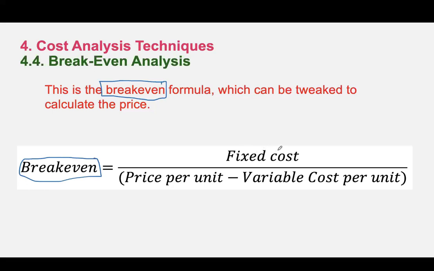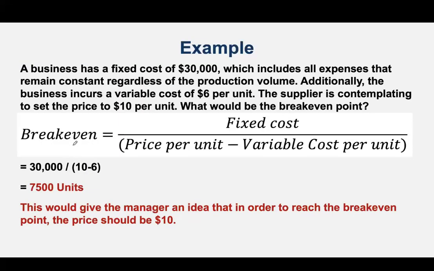This is the formula, which means you substitute the fixed cost, price per unit, and variable cost per unit, and that will give you break even. Now, this is a general formula. It can be tweaked. For example, let's do one example. A business has a fixed cost of $30,000. Additionally, the business incurs a variable cost of $6 per unit, which means the cost of making every unit. And the supplier is contemplating a price of $10. So the supplier is thinking, should they charge $10? What would be the break-even point?